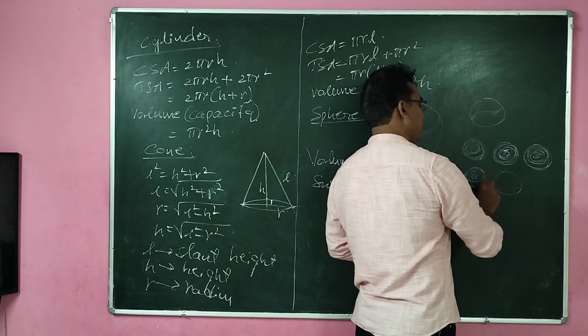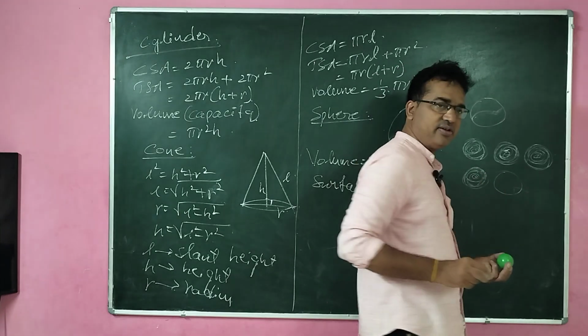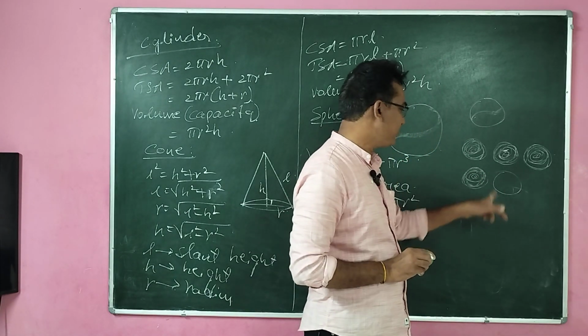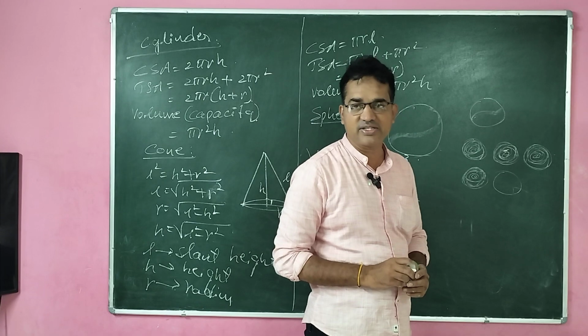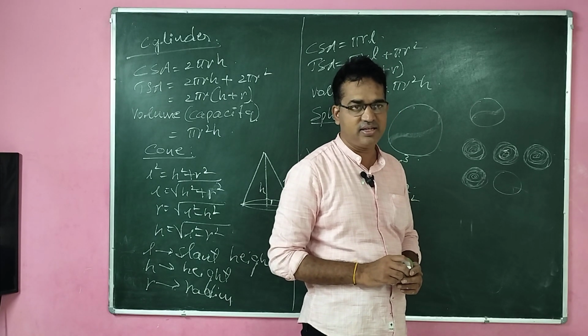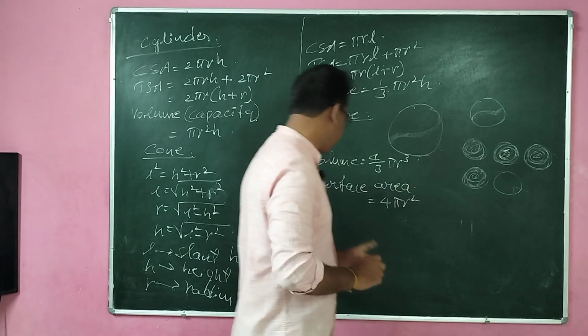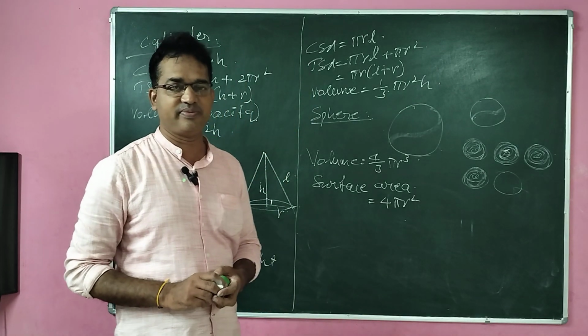Now for the fourth circle you are helpless. Helpless means you have no thread. The thread is going to finish for the fourth circle. How many circles did you fill? 4 circles. Exactly 4 circles. Hence total surface area is 4 pi r square.